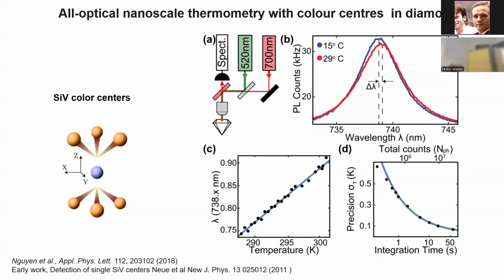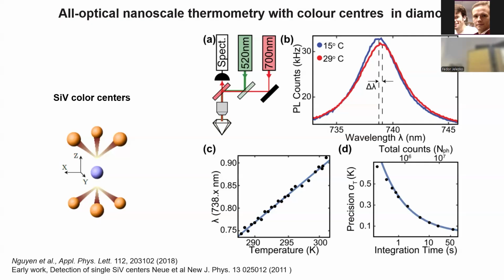And actually, Elke Neu was the first to report single silicon vacancy centers that are bright enough to be detected at a single-site level in nanodiamonds. At this time, it was not very well understood whether you can detect a single silicon vacancy center or not. More recently, the centers have been explored as elements of quantum networks, but also as temperature sensors. For silicon vacancy, unfortunately, spin states are not readable at ambient condition, only below 4 Kelvin.